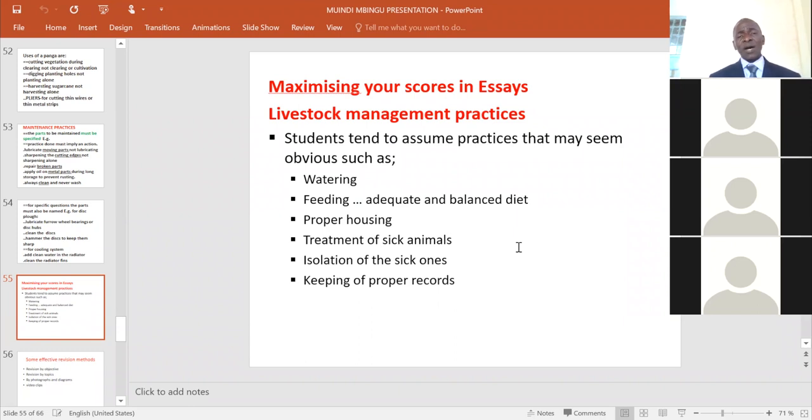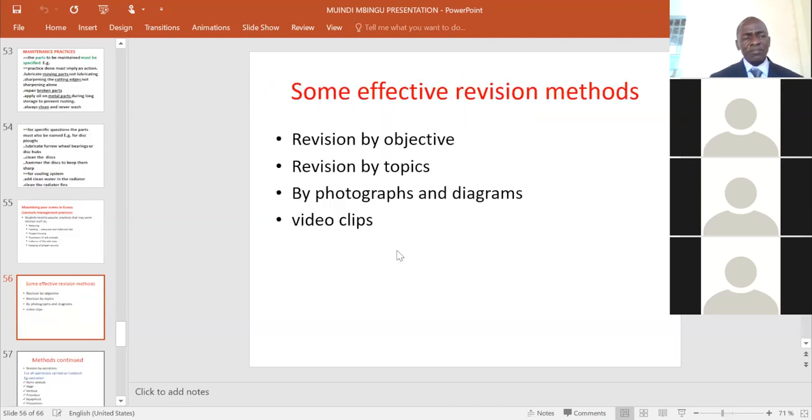Isolation of sick animals, a marking point. But again, giving the reason will earn you additional marks. Keeping of proper records, often forgotten. So you mentioned that proper records are kept, but you get more marks by giving a specific type of record that is relevant to the animal in question. So while writing your essays, please remember those points.